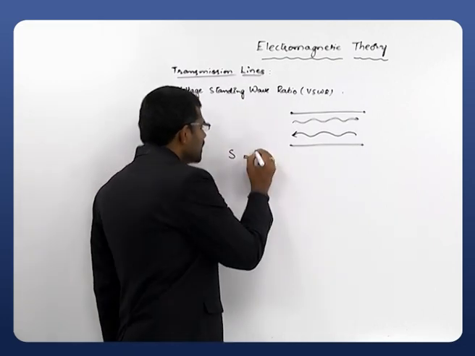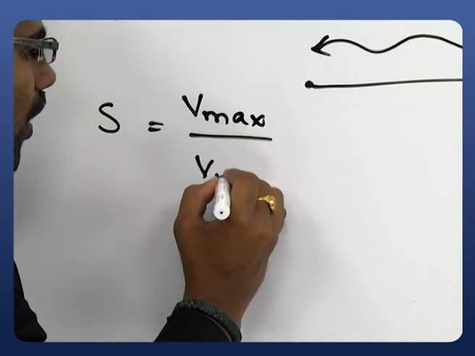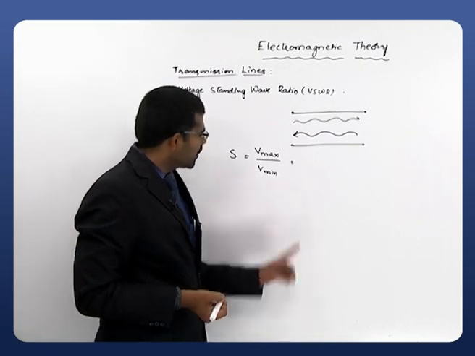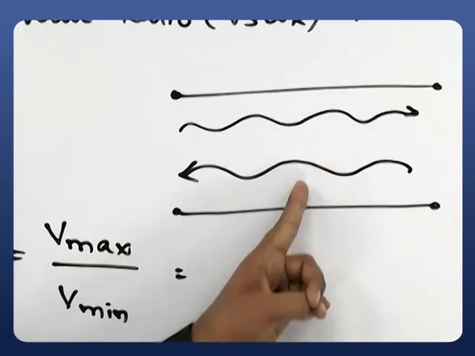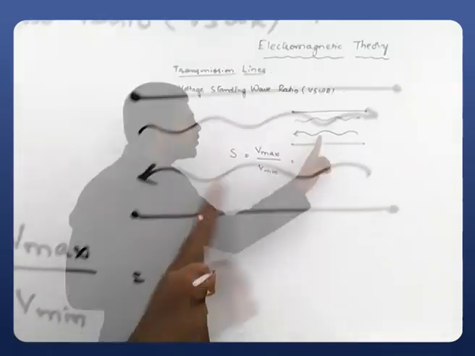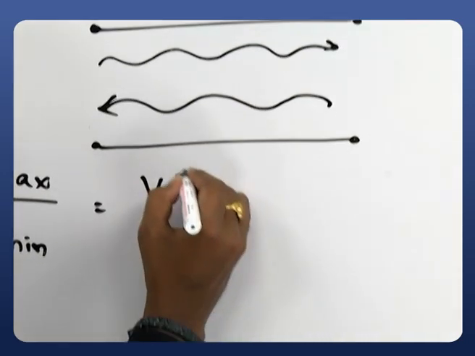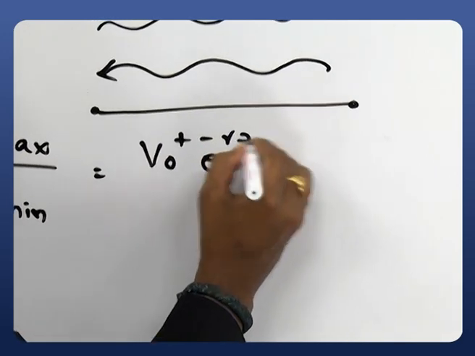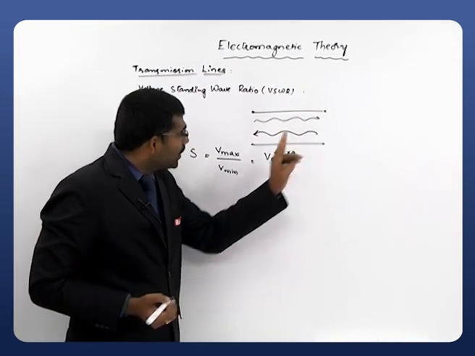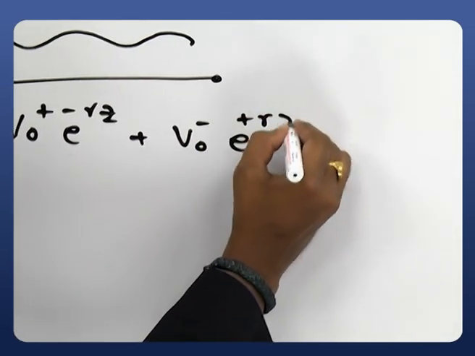How is it defined? Just the ratio of the maximum of our voltage standing wave to the minimum of our voltage standing wave. How will you observe the maximum and minimum of the voltage standing wave? Take the summation of the forward wave and the reflected wave, then you get the maximum voltage. Take the difference between these two, you get the minimum of the voltage. So simply this can be written as the forward traveling voltage V0 plus e power minus gamma z. That is the voltage which is traveling in the forward direction, added to the voltage which is traveling in the negative z direction, V0 minus e power plus gamma z.